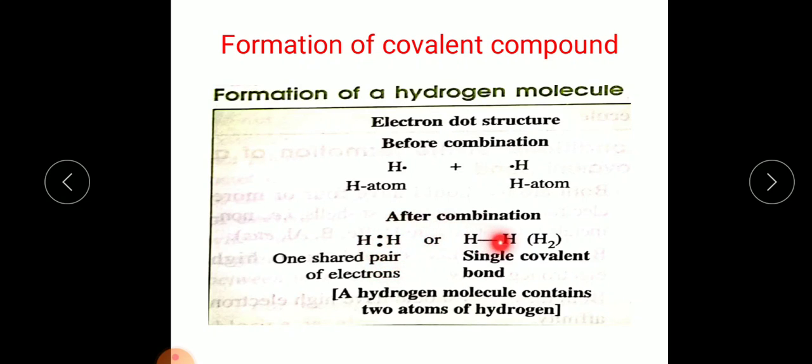In sharing that, what will happen? This hydrogen will also have two electrons, and this hydrogen will also have two electrons. So the stability is maintained by the duplet rule. Since there is one electron pair shared between the two atoms, it will form a single bond. If you have two electron pairs shared, then it will be a double bond. If we have three, then a triple bond, like that. So since we have one electron pair, there will be a single covalent bond. This is how a hydrogen molecule is formed.